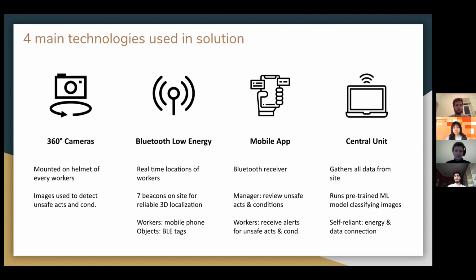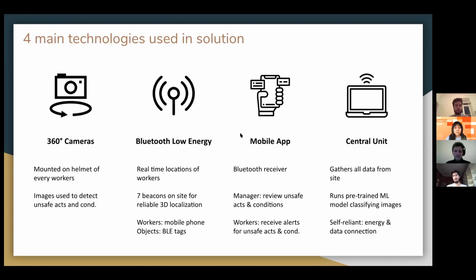Second, we will have Bluetooth low energy. Basically, this will be to locate the workers in real time. We will use 7 beacons on site for a reliable 3D localization of the workers. The workers will use their mobile phones as a localization device, and we will also use Bluetooth tags for objects to also localize them.